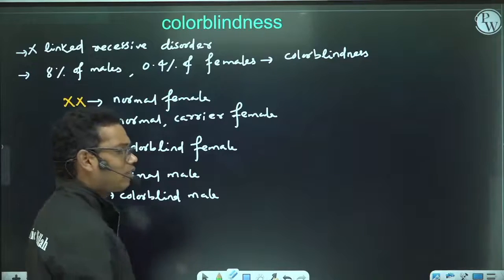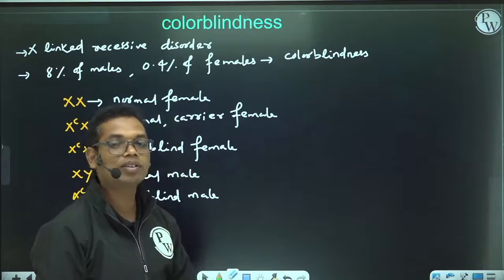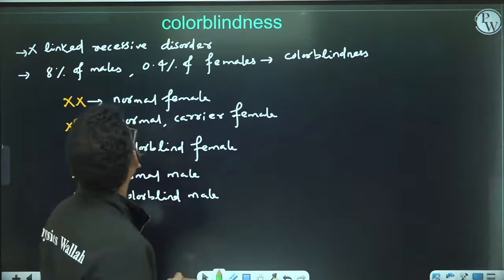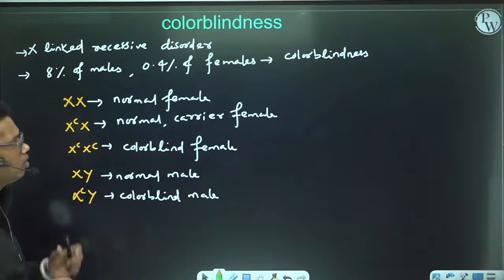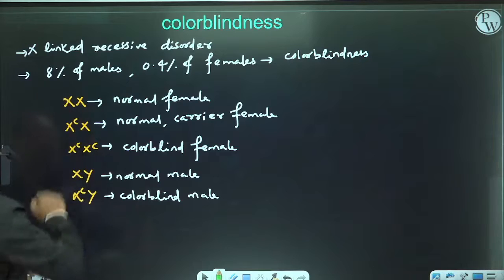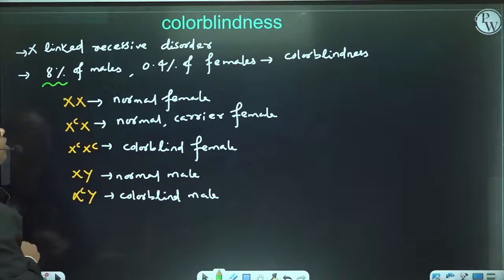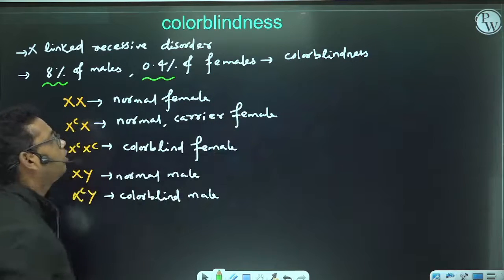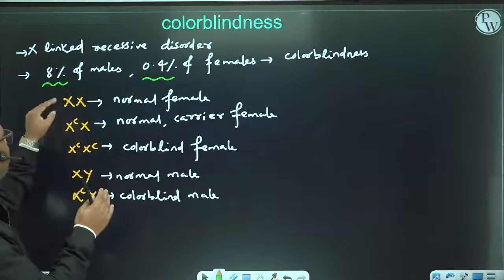Clear? Now, what about color blindness? Color blindness is a recessive disorder, and the gene responsible for this disorder is present on the X chromosome. That is why this is called an X-linked recessive disorder. And this is more common in males. About 8% of males suffer from color blindness, and about 0.4% of females show color blindness. That means color blindness is more common in males.